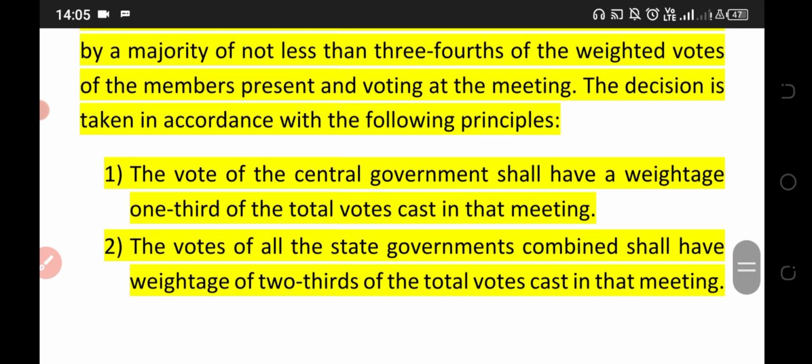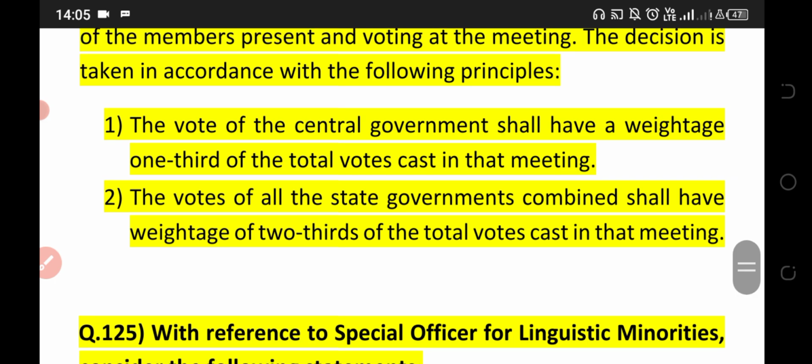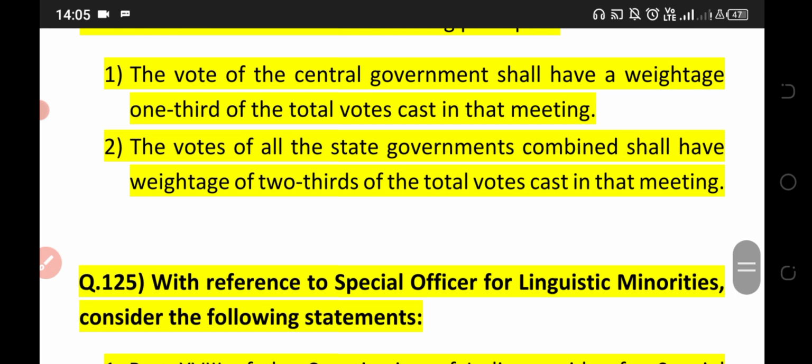The decision is taken in accordance with the following principle. The vote of the central government shall have a weightage of one-third of total votes cast in that meeting. The votes of all the state governments combined shall have a weightage of two-thirds of the total votes cast in that meeting.